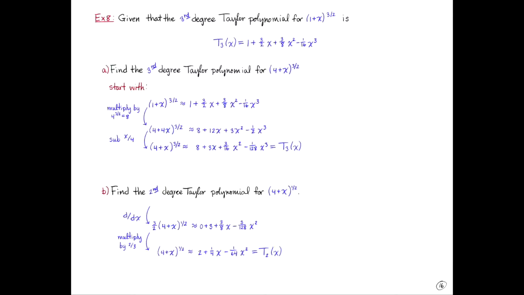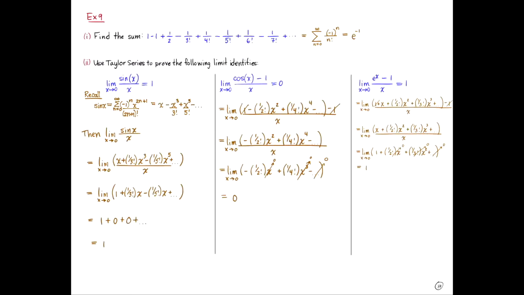They're completely worked out. In example 8, you're modifying a known Taylor polynomial. Notice in part B that you take the derivative. In the examples we did earlier, we only did substitution and multiplication. But you can also use differentiation and integration with Taylor polynomials, the same way we did last week with Taylor series. Then the last example that I included for us is using Taylor series to prove the following limit identities.